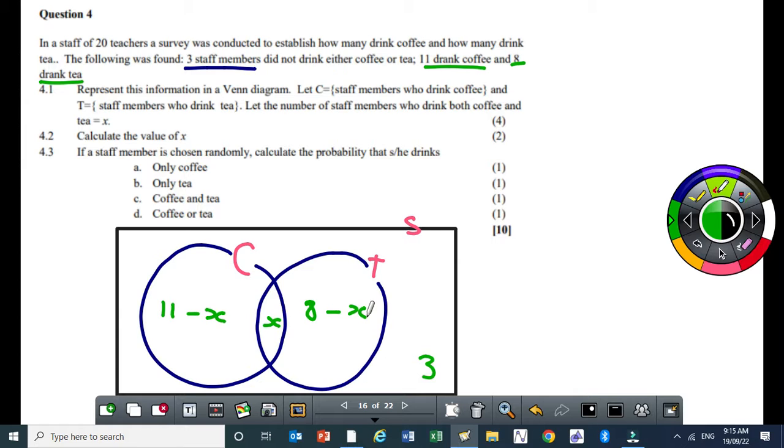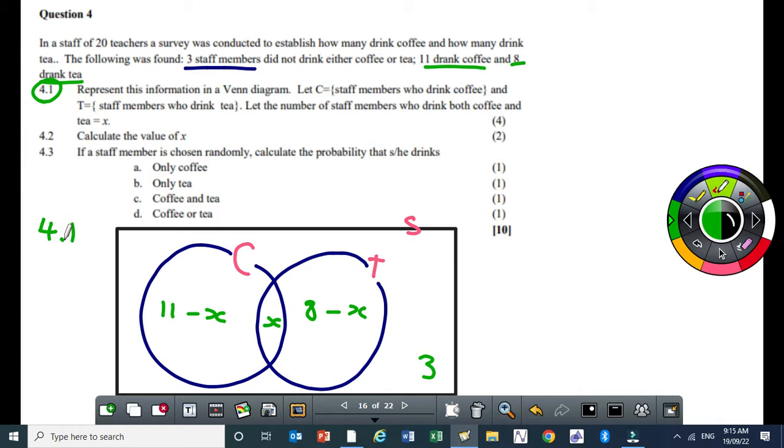Okay, so this is the Venn diagram. If you did the homework, you should have this Venn diagram. So that's 4.1. Please take note, this will be the answer for 4.1. So your Venn diagram has to be in terms of X. Then 4.2 now, we have to solve for X.